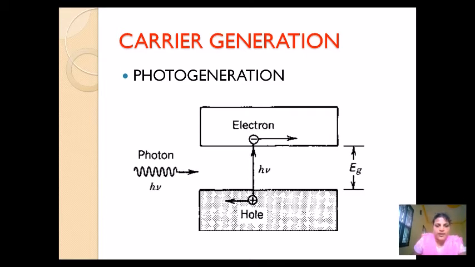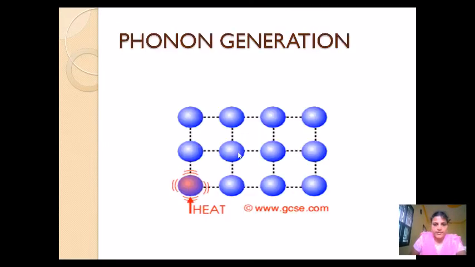Photon of energy h nu is given as input to this semiconductor. The electron present in the valence band absorbs this photon of energy h nu and goes to the upper conduction band. So we are getting an electron as well as a hole, and these two get paired, and this is called an electron hole pair, and this is one type of carrier generation.